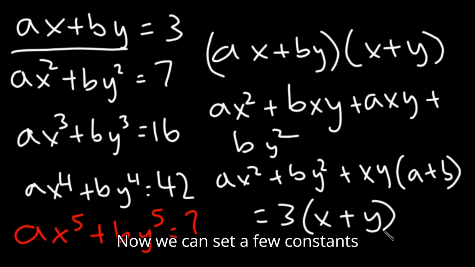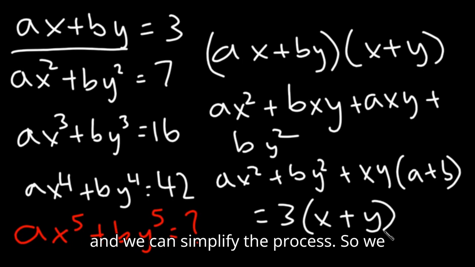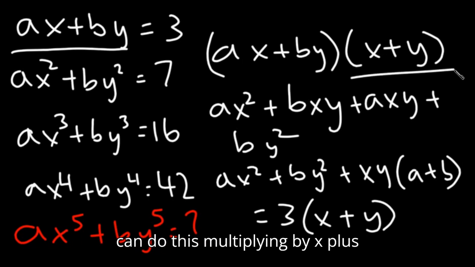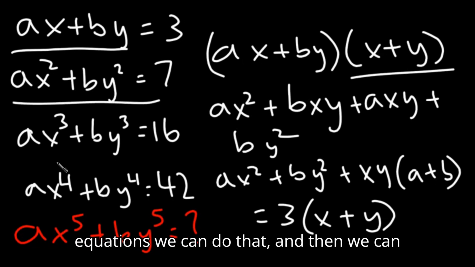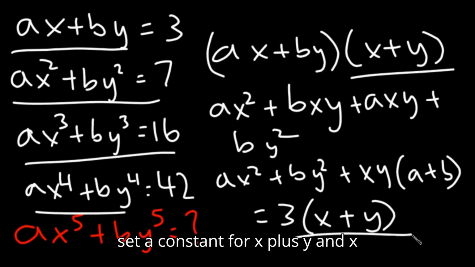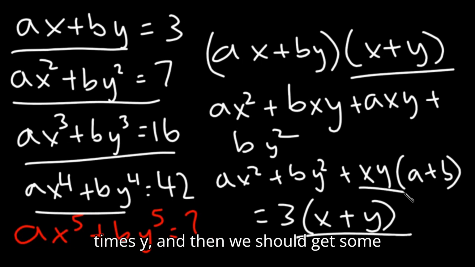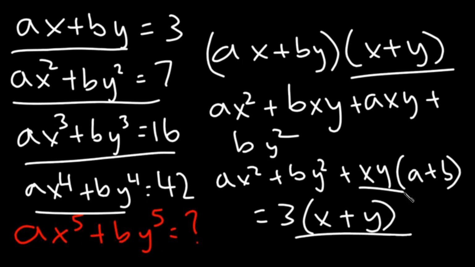Now we can set a few constants and we can simplify the process. So we can do this, multiplying by x plus y for each step. So for each of the equations we can do that. And then we can set a constant for x plus y and x times y. And then we should get some linear equations that should be pretty easy to solve.